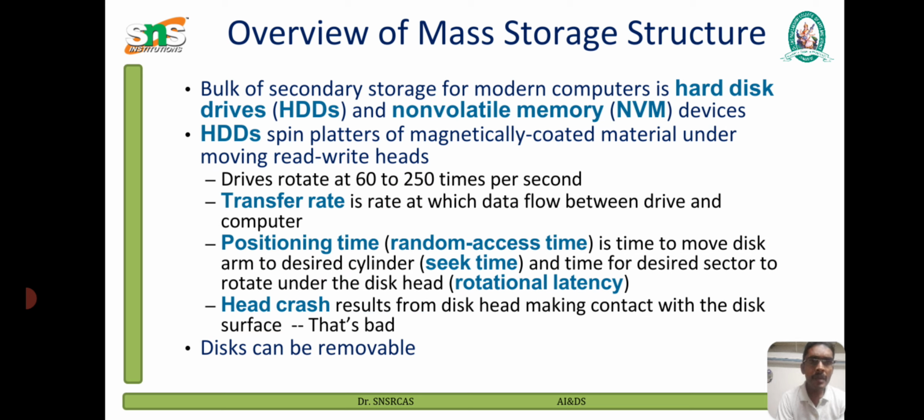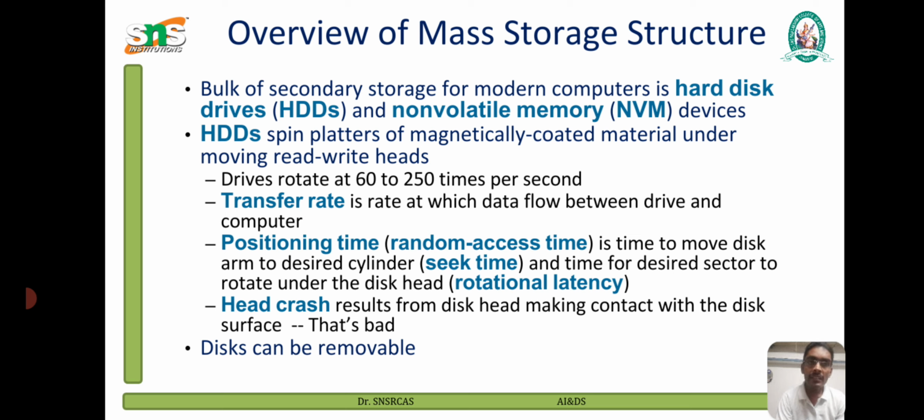So here is the basic idea about mass storage structure. The bulk of secondary storage for a modern computer is hard disk drives, basically termed HDD, and non-volatile memories, shortly termed NVM devices. Hard disks spin platters of magnetically coated material under moving read and write heads. Basically, drives rotate at 60 to 250 times per second.